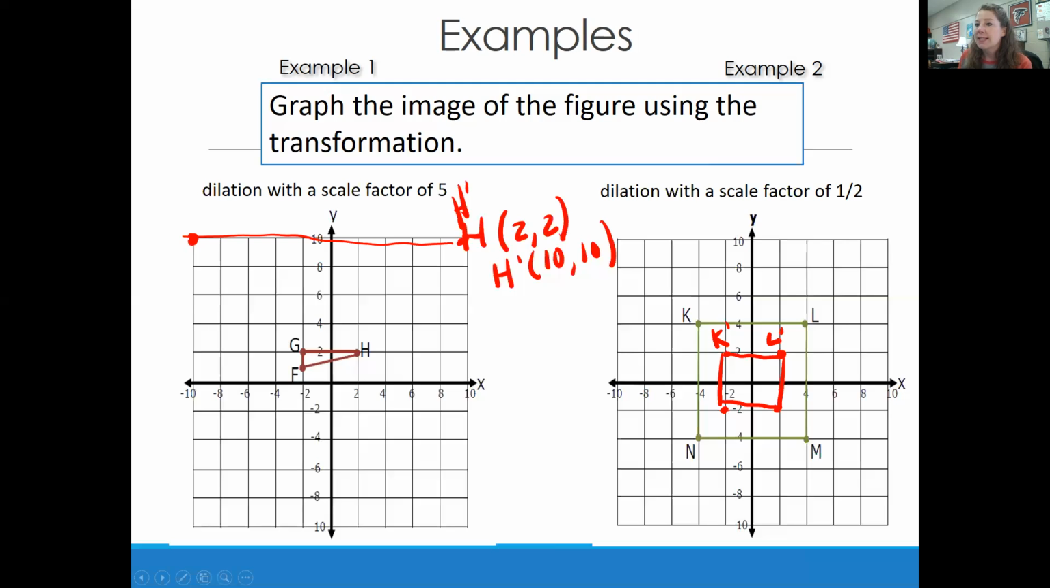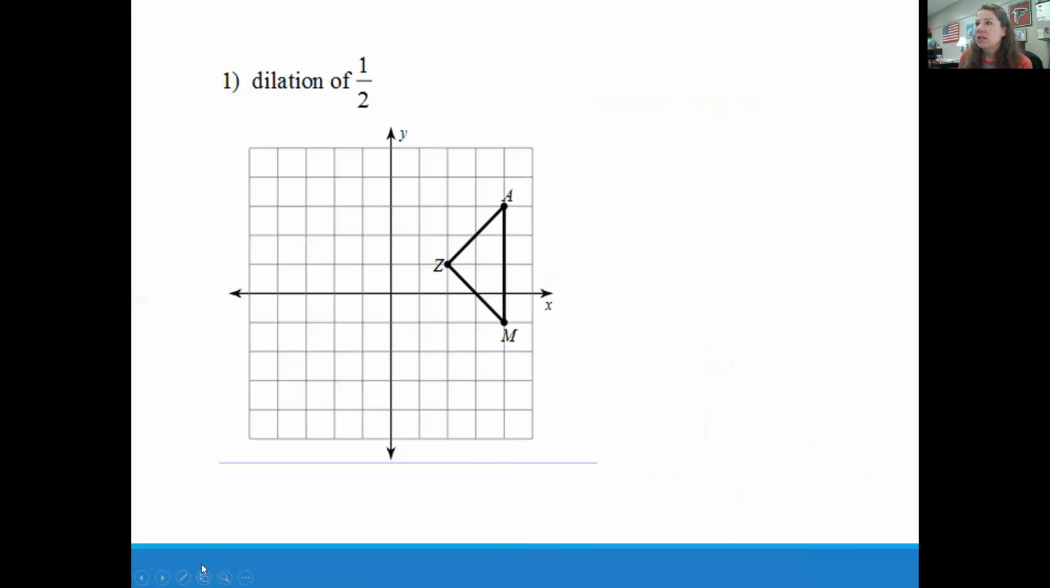All right, so you guys practice that on this paper. So what if we dilate this by 1/2? You guys can do that on your own.